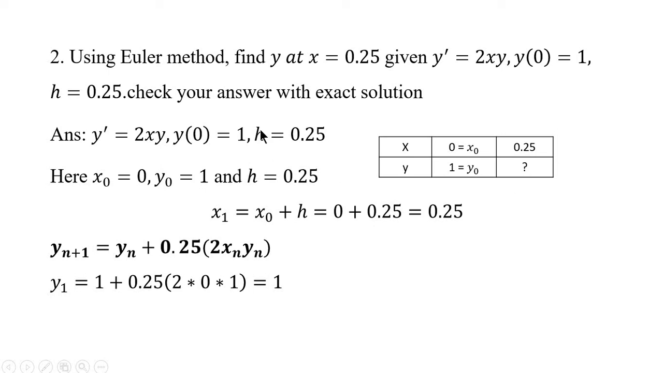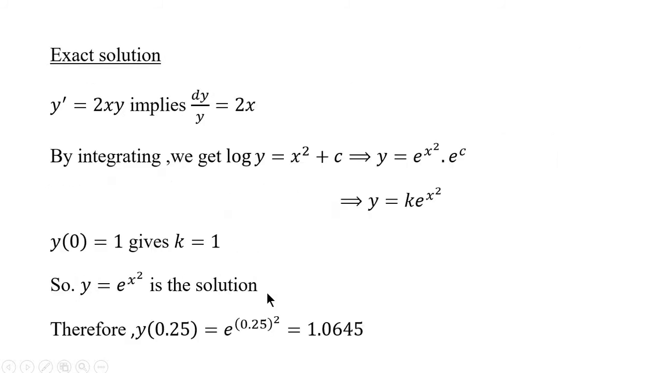Now we have to compare this answer with the exact solution. I am going to solve using the analytic method. So dy by dx equal to 2xy. I am going to separate the variables. Integrating, we get log y equal to x square plus c. Now taking anti-log on both sides, we get y is equal to e raised to x square into e raised to c. Now take e raised to c as constant k, where k has to be found out.